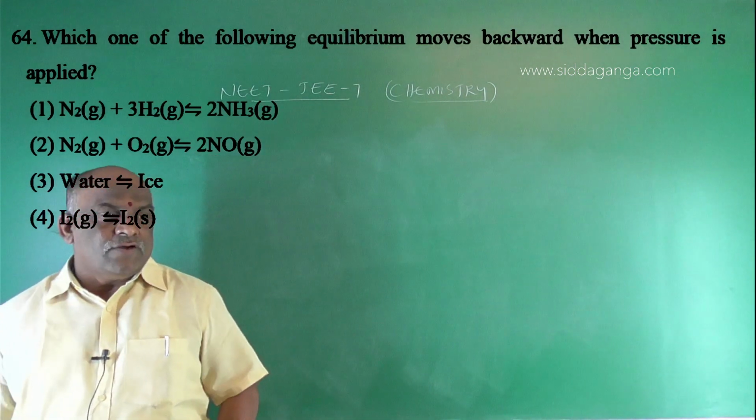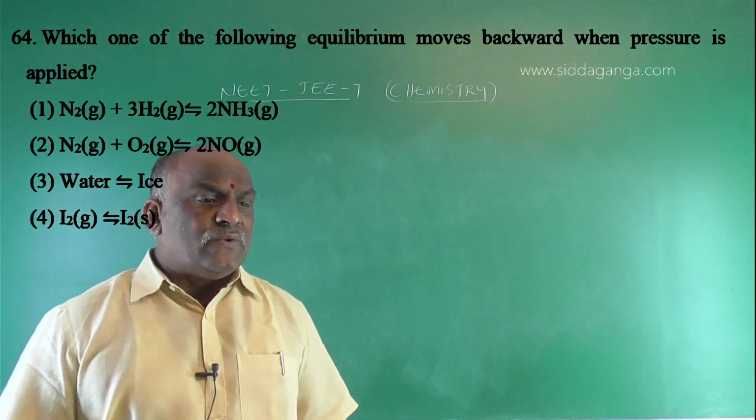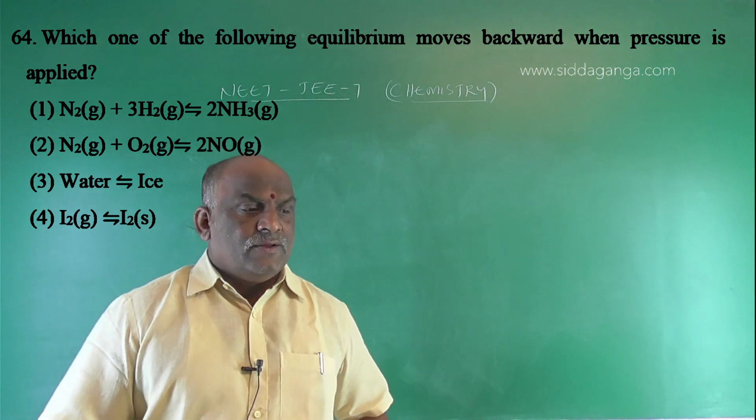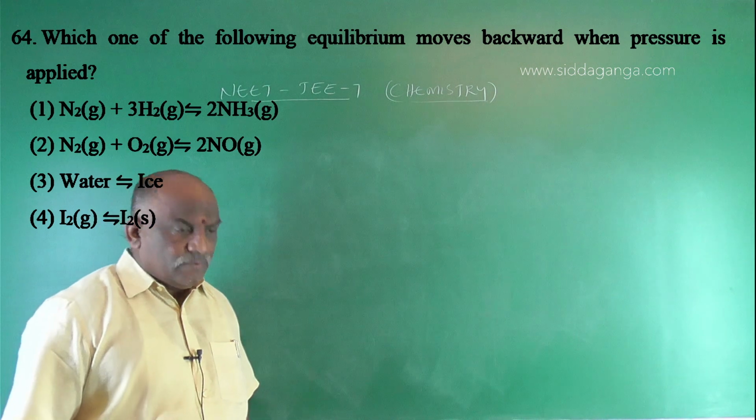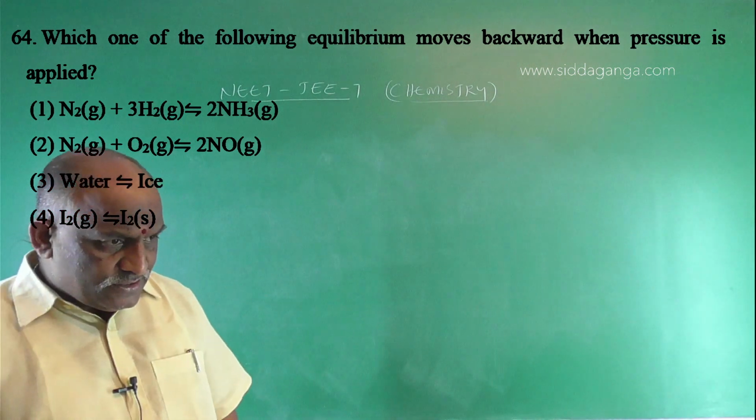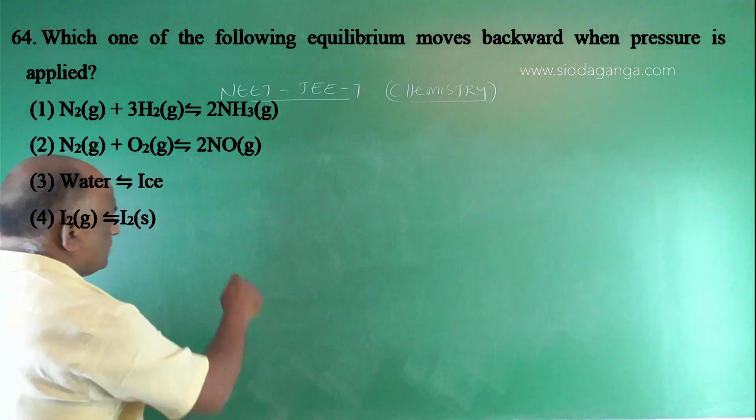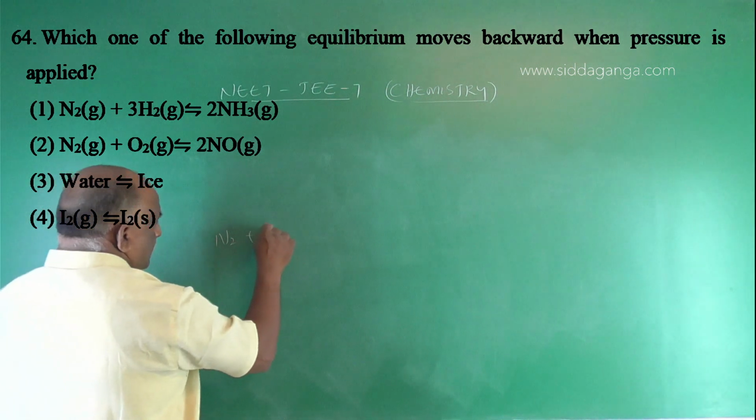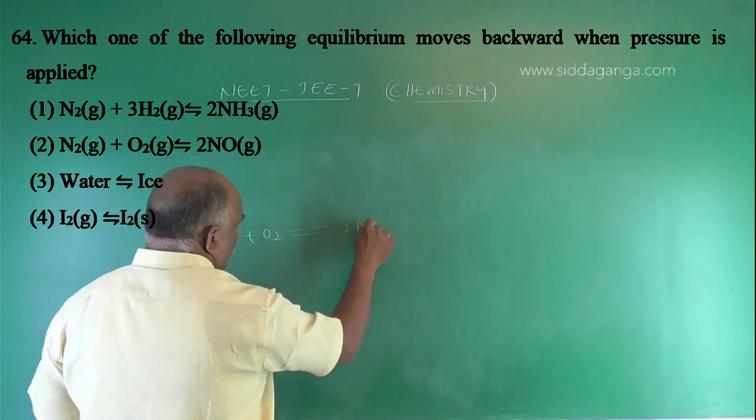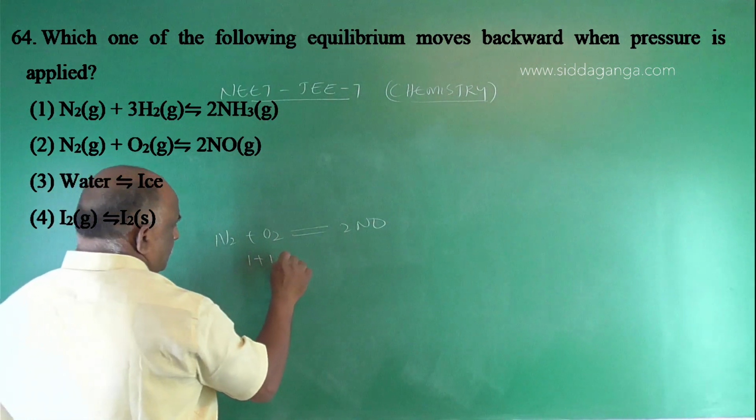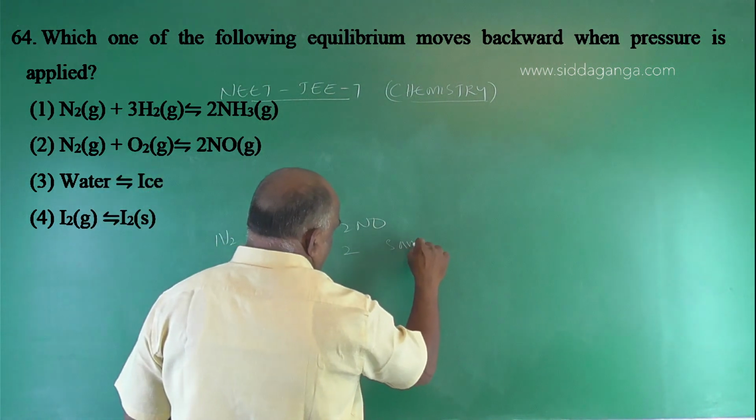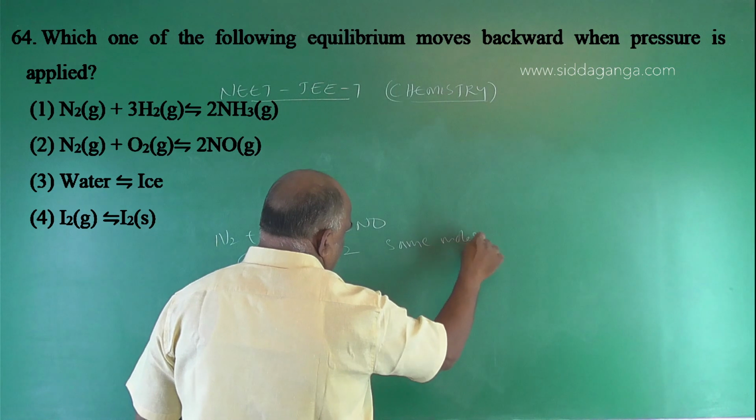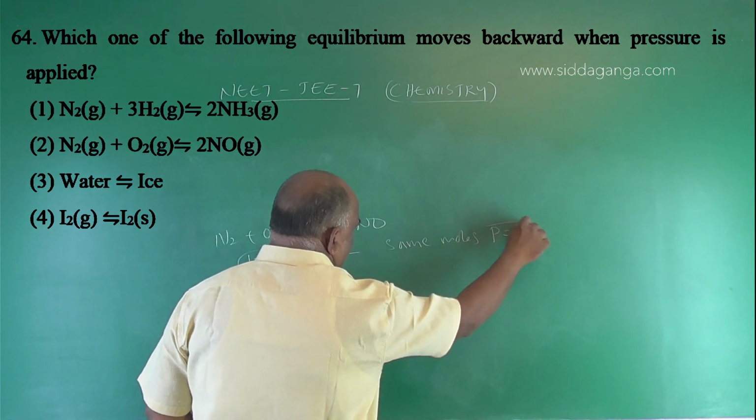Next question, which one of the following equilibria moves backward when pressure is applied? Moves backward when pressure is applied. Option 2 is N2 plus O2 gives rise to 2NO. See this, N2 plus O2 equilibrium 2NO, because 1 plus 1 reactants, 2 products, same moles. Same moles, pressure effect is 0.